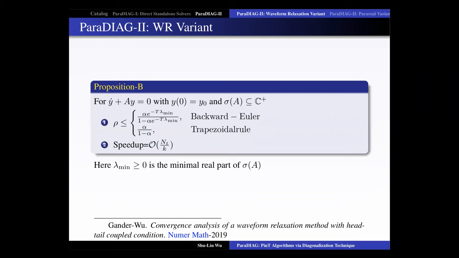For the linear case, we can prove the convergence factor of the waveform relaxation iteration can be bounded by a constant, which is independent of the mesh size. It depends on the parameter alpha, and we see as alpha goes to zero, the convergence factor goes to zero as well. So it means the waveform relaxation iteration converges faster and faster if we use a smaller and smaller parameter alpha. We also have the optimal speed up for the proposed algorithm.